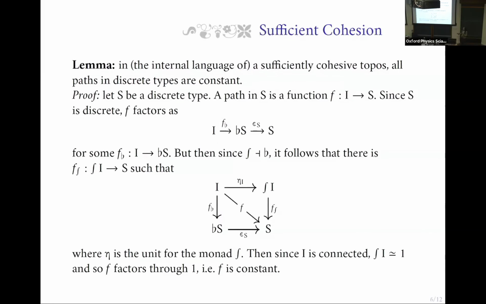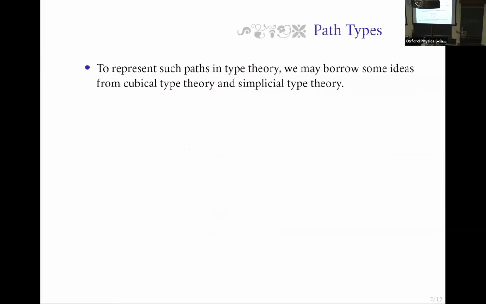One way you can think about this is that the discrete types in a sufficiently cohesive topos form a sort of sub-universe of types that have to behave uniformly with respect to parametrically related things, because they can't detect the difference between things lying in the same connected component. And so we're going to use this idea to internalize parametricity.